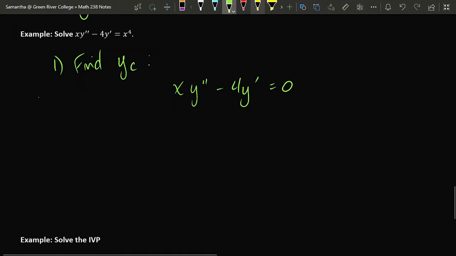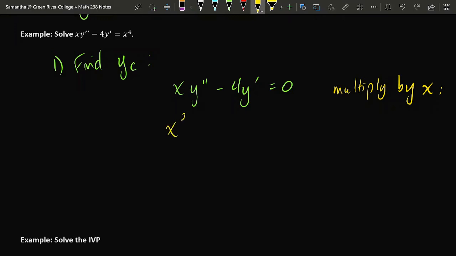But we can remedy this by multiplying everything here by x. If I multiply through by x, then the x times y double prime will become an x squared times y double prime. And the negative 4y prime will become a negative 4xy prime. If you multiply 0 by x, then that's unchanged. So now this has the form of a true Cauchy-Euler equation.